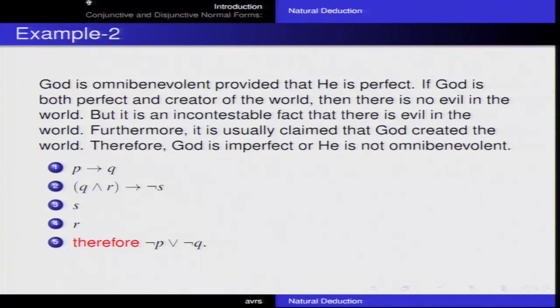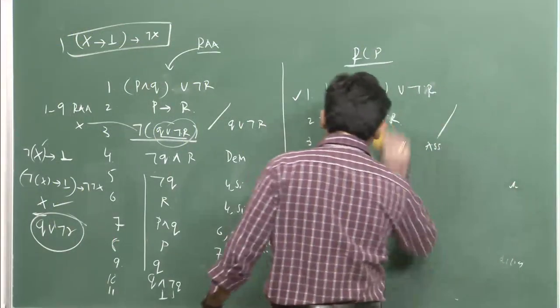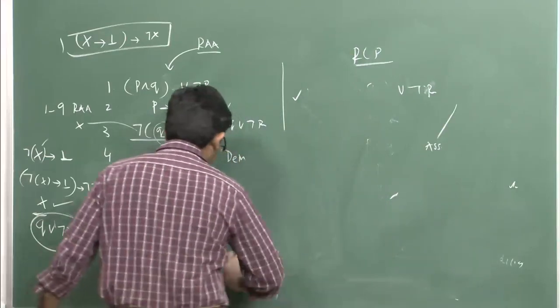Now the third proposition, supported by some other premises: it is an incontestable fact that there is evil in the world, that means S is the case. Furthermore, it is supported by another statement: it is usually claimed that God created the world, that is represented as R. So the conclusion is that if God is imperfect, that is not Q, then he is not omnibenevolent, not P. Now how do we show that this argument is valid using the natural deduction method?